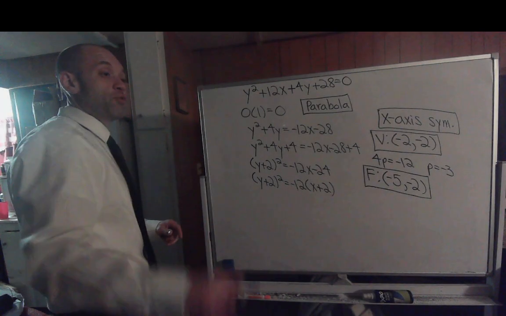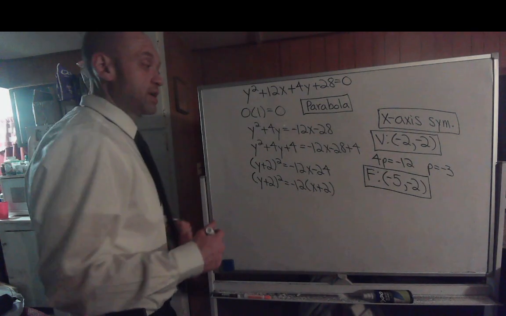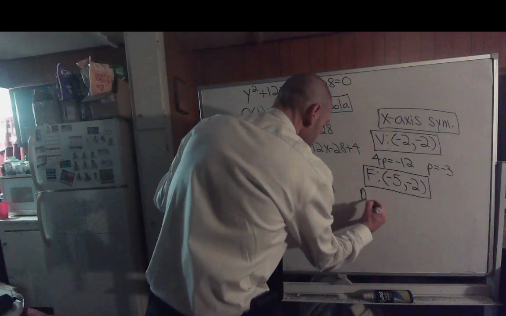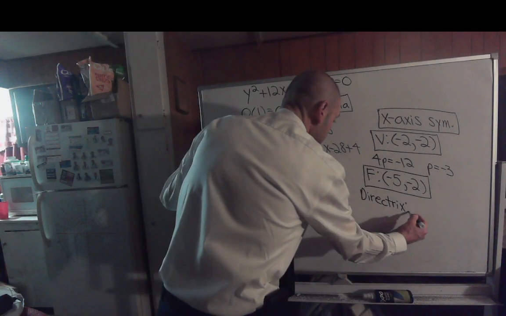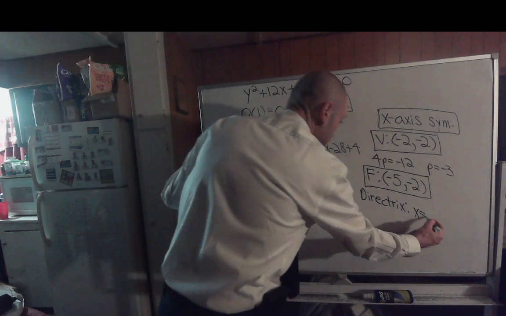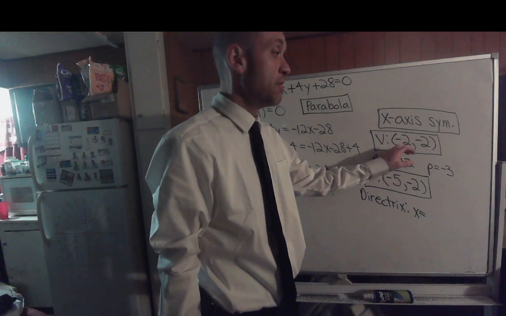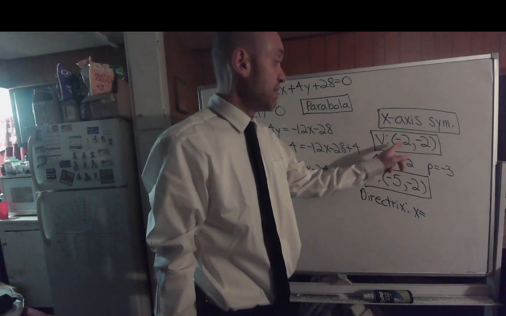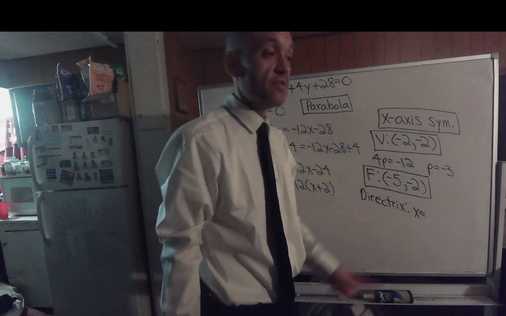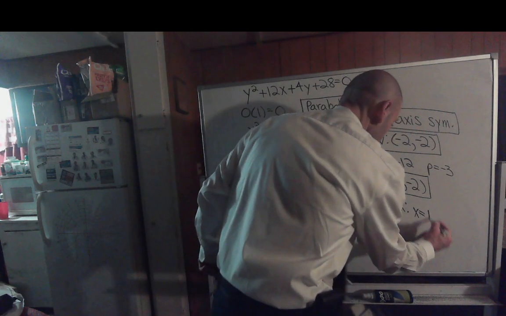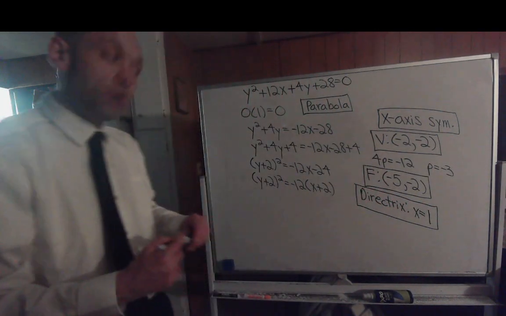Last but not least, for parabolas, we have a directrix. To find the directrix, that's based on the axis of symmetry. That's going to be a dead giveaway for the directrix. If it's x-axis symmetry, it'll be in the form of x equals. Then I'll take the negative 3 and subtract that from the x coordinate of my vertex. So negative 2 minus negative 3 turns into negative 2 plus 3, which would be 1. So I would have a directrix for this parabola at x equals 1.